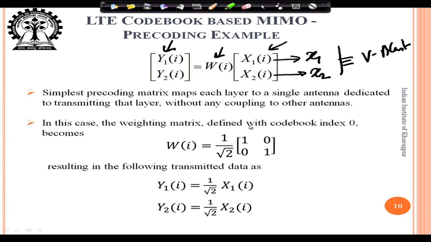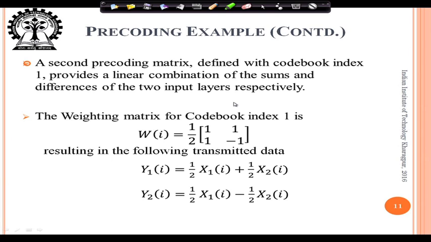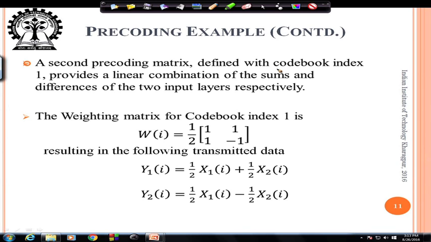Moving forward, there is another precoding which is one of the simplest precodings as shown over here, and this is the code book's index 1. Here the code book matrix is like 1 1 1 minus 1. In the previous case it was 1 0 0 1. So the received signal, as you can see, is y1 equal to x1 plus x2, and the received signal y2 is x1 minus x2.